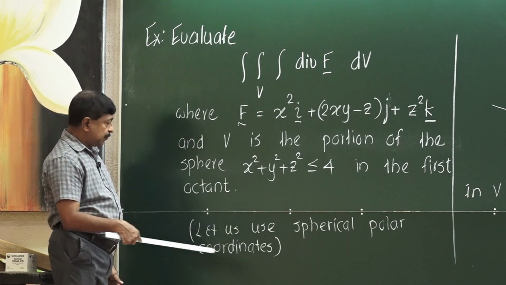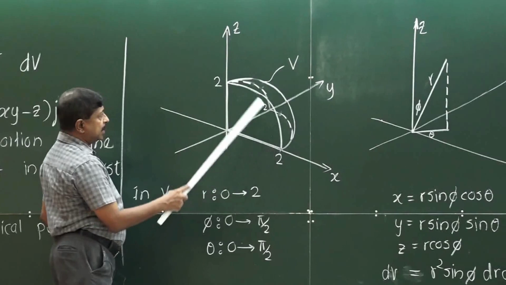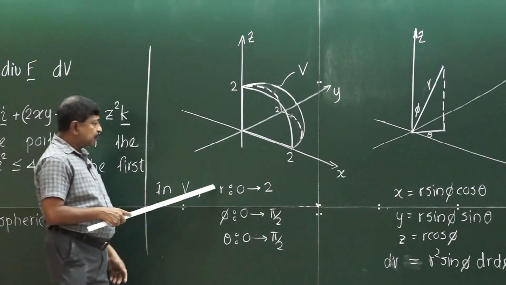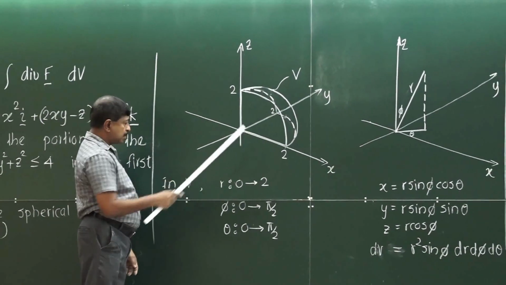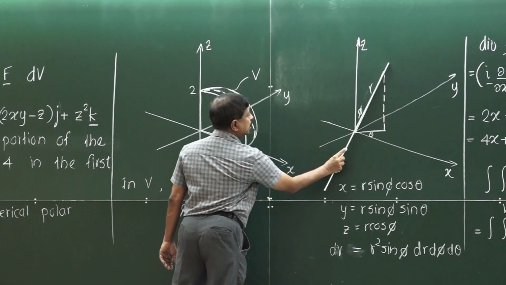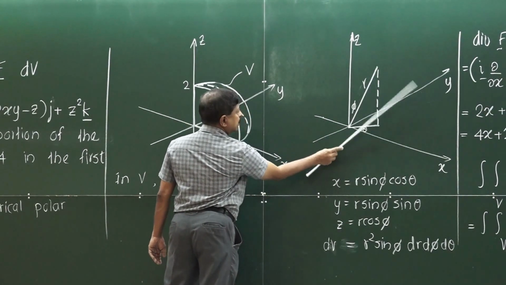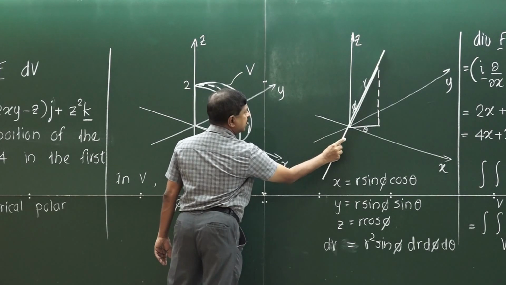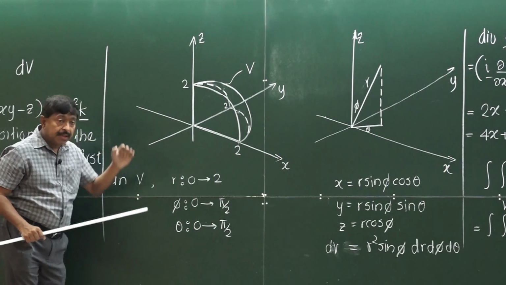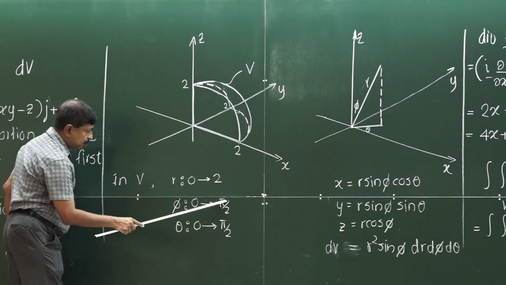So, definitely we have to use spherical polar coordinates. This is the portion of the sphere of radius 2 sitting within the first octant. So, r goes from 0 to 2 in this region. Phi is this angle. If you take any radius of the sphere, the angle between Z and that radius, it will go from 0 to 5 by 2. Since we shouldn't leave the first octant, phi should be from 0 to 5 by 2.